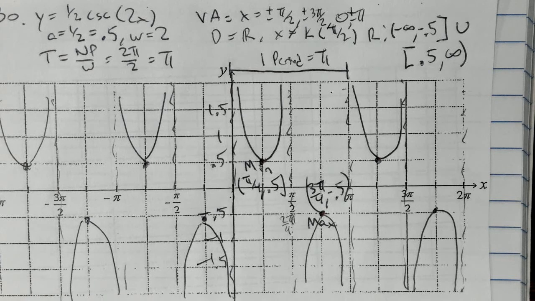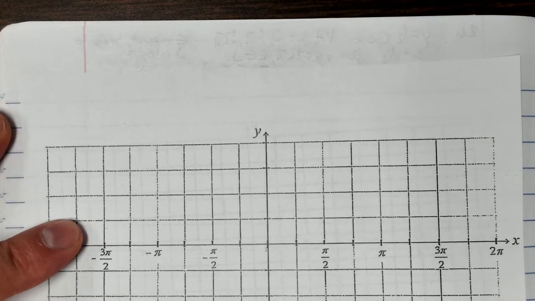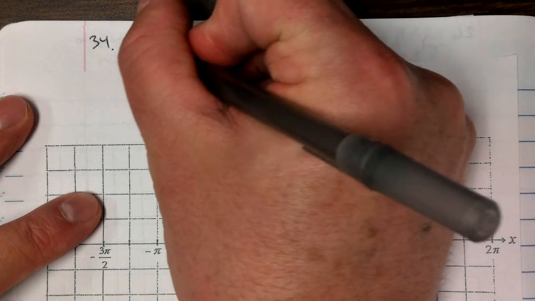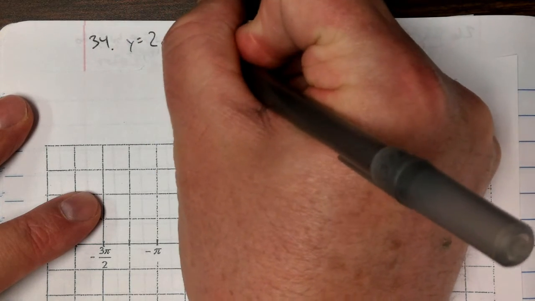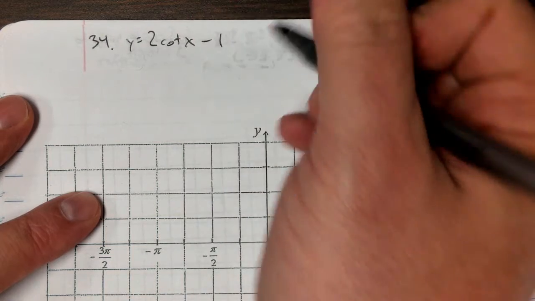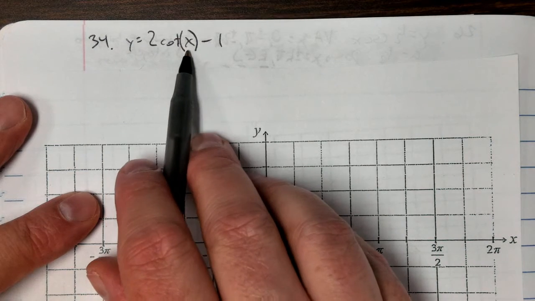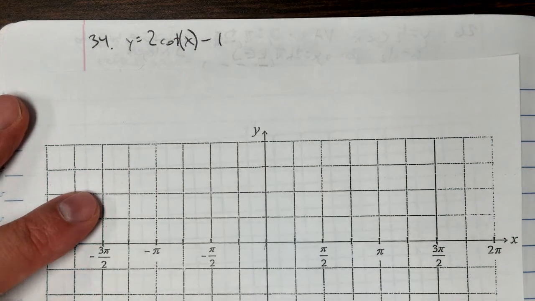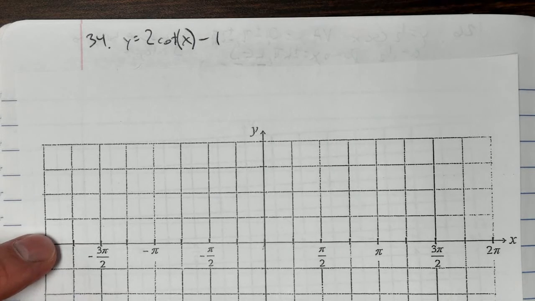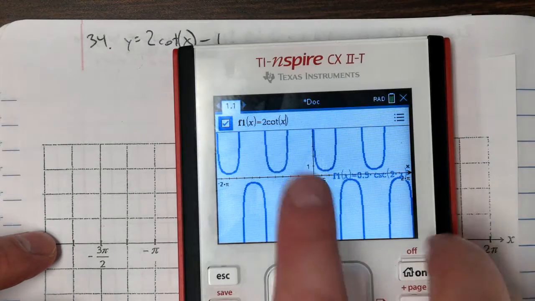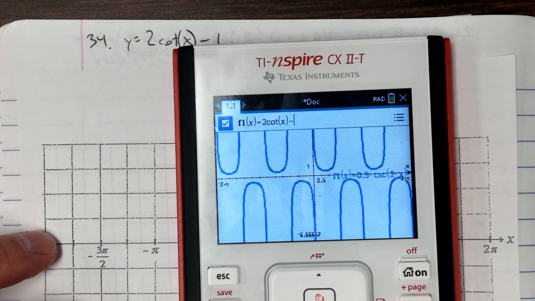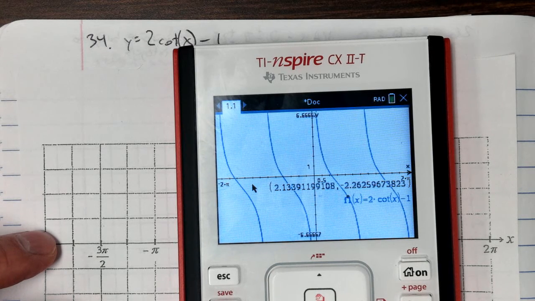Okay, so 34. This one is y equal 2 cotan x minus 1. If you want to put parentheses to make sure you're right, your parentheses would go around the x, not around the negative 1. So what that means is when I'm graphing it, I've got to go to the right and then put negative 1. Like that.